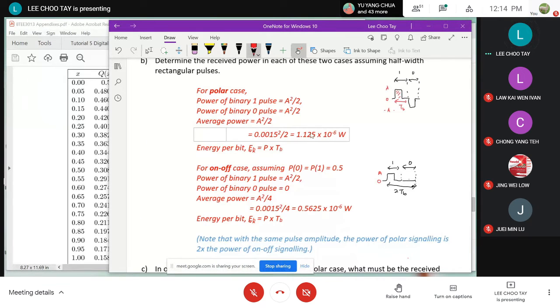And then from these two answers, you should be able to recognize that with the same pulse amplitude, the power of polar signaling is 2 times the power of on-off signaling.